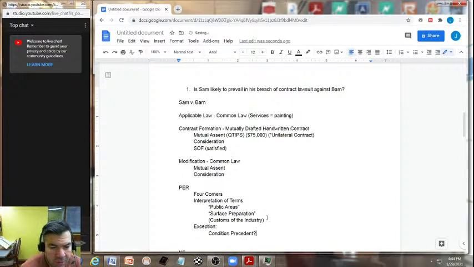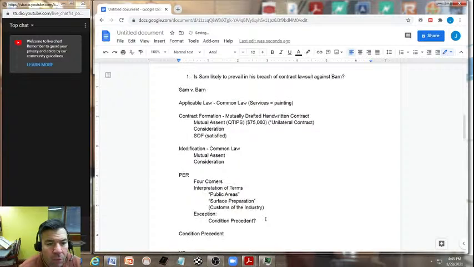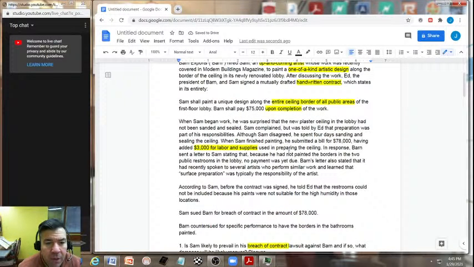I'm going to possibly throw that in here, but we want to make sure to put this down here as well, that a condition precedent was what the facts were indicating when Barn responded up here. Upon completion, that was also an indication to us, and right here in response, Barn sent a letter to Sam stating that because he had not painted the borders in the 2 public restrooms in the lobby, no payment was yet due at this point right here.